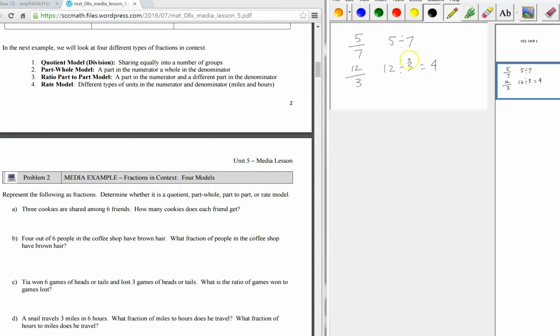We also looked at fractions with remainders, or division with remainders. So this, in the past, we would say this was 4 remainder 1. Okay, but we will connect this to the idea of mixed numbers. But for now, we just want to show them, hey, you've seen fractions already. One way to think about it is division. Now the next way is, or another way, is the part-whole model. So you have a part in the numerator and a whole in the denominator.